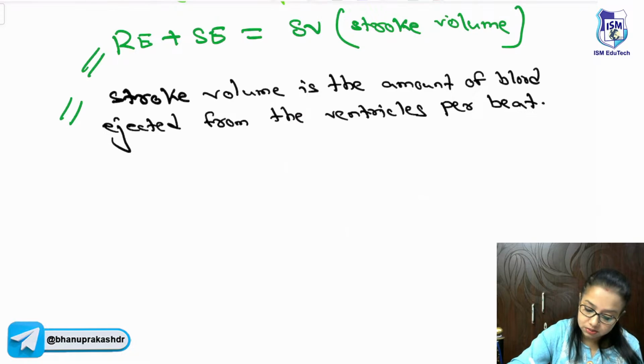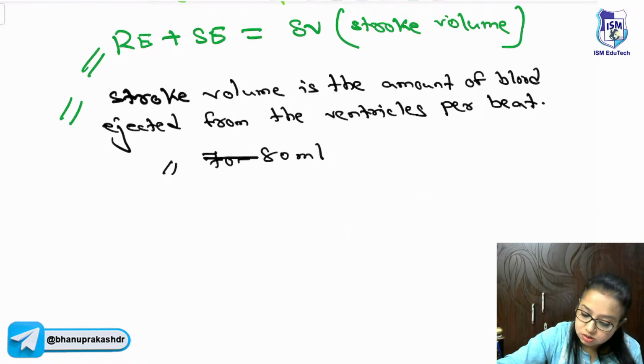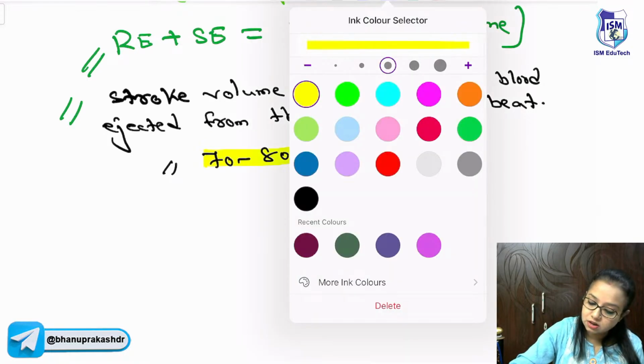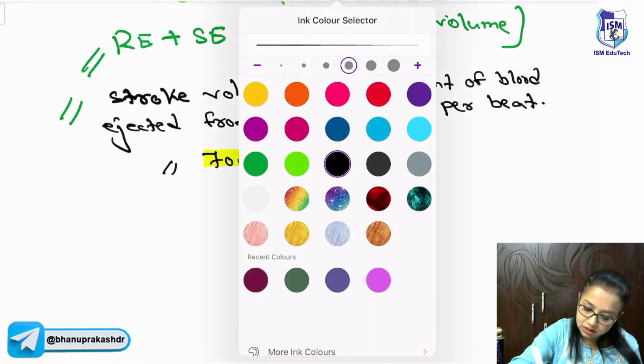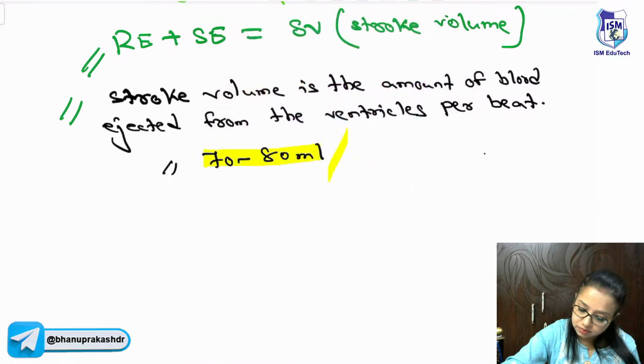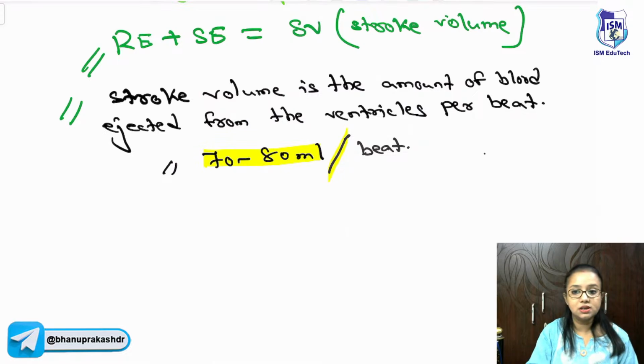Now, it is about 70 to 80 ml, and remember, it is independent of time. It is totally independent of time. It is not like 70 to 80 ml per minute, per second, per hour, nothing. It is only 70 to 80 ml per beat. Okay, this is the stroke volume.